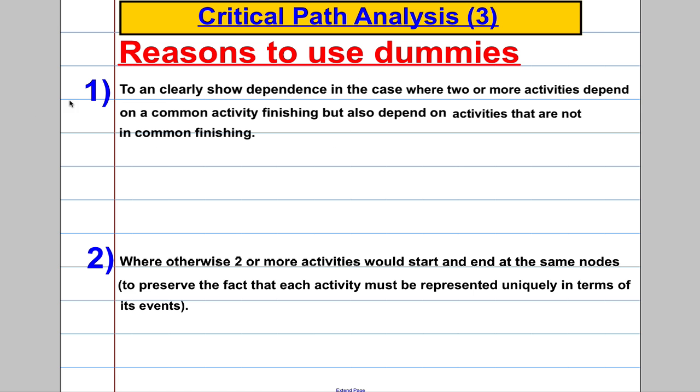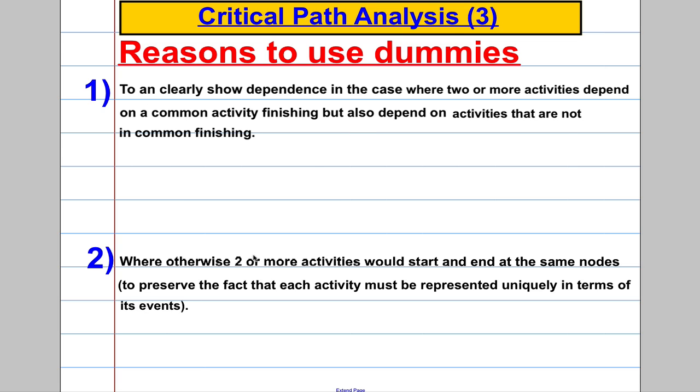So to start with, there are two reasons why we use dummies, and it would be a good idea for you to copy those reasons down, and via examples I'll show you exactly what they mean. The two ways are as follows. You want to show very clearly the dependence of activities on one another, in the case where two or more activities depend on a common activity finishing, but they also depend on activities that are not common finishing. So that's when a dummy is going to be used, and I'll show you why in a second.